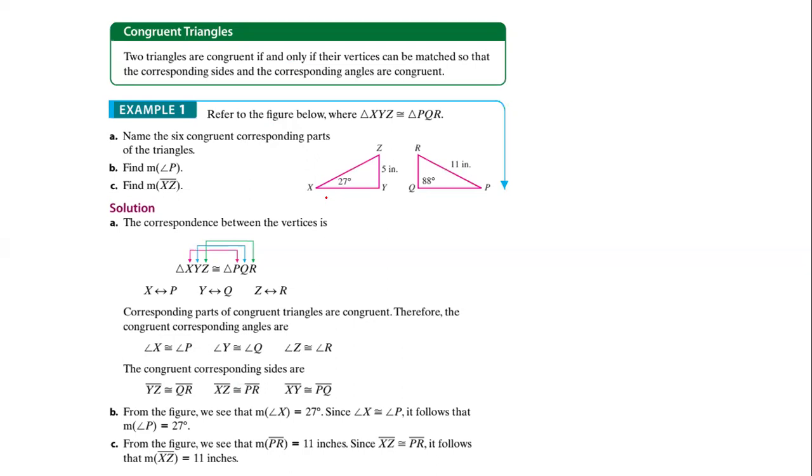Two triangles are congruent. You must remember this one. Two triangles are congruent if and only if their vertices can be matched so that the corresponding sides and the corresponding angles are congruent. ये एंगल, this is 27, अगर ये भी 27 है, ये एंगल और ये एंगल अगर ये दोनों सेम है तो ये corresponding होंगे, अदरवाइज नहीं.